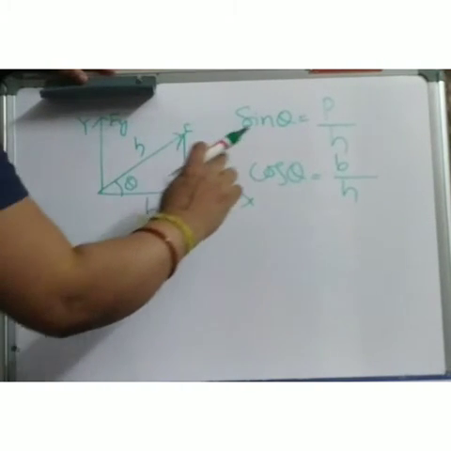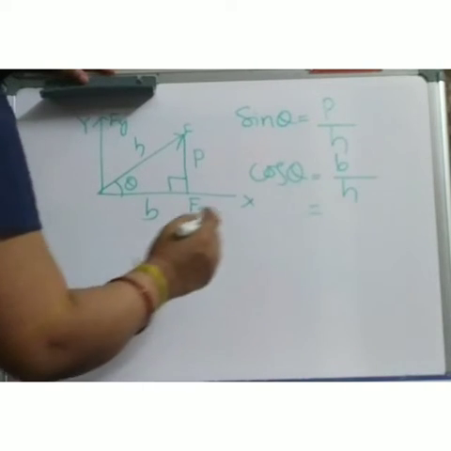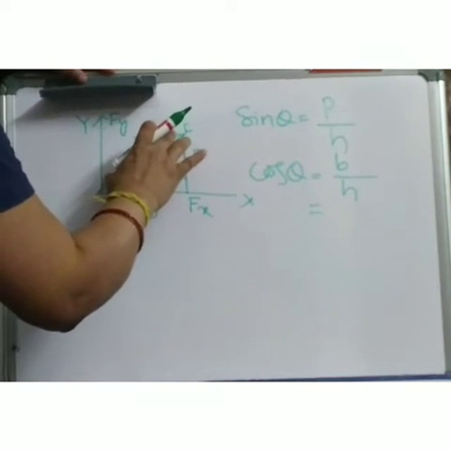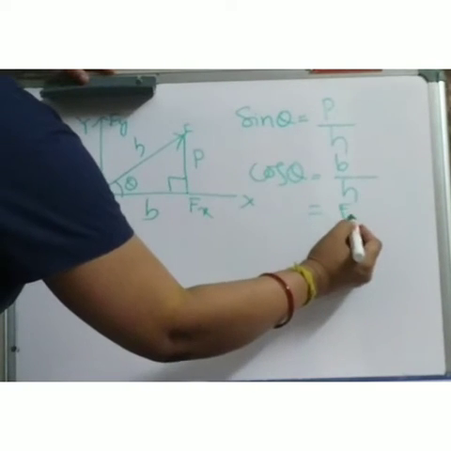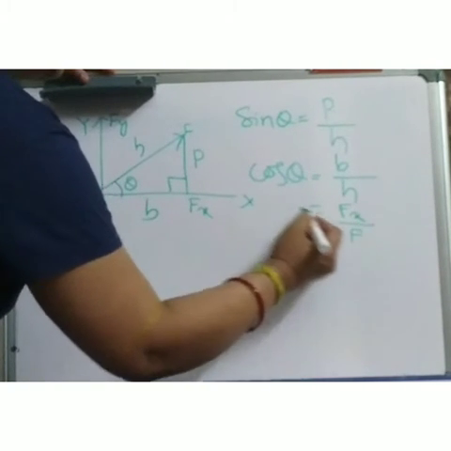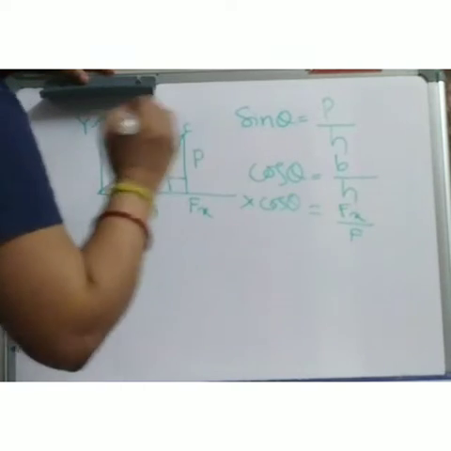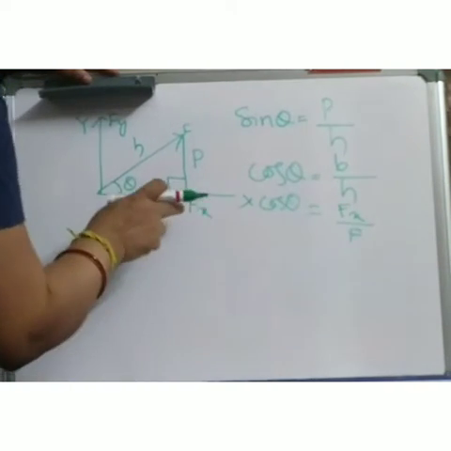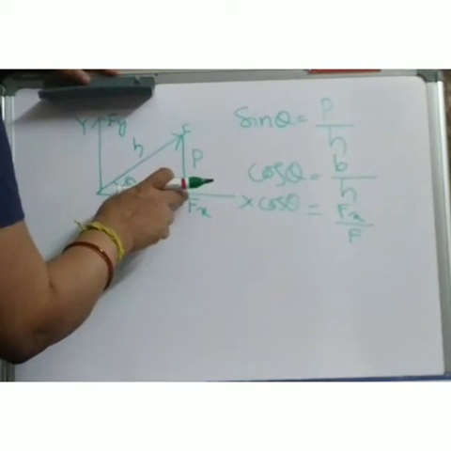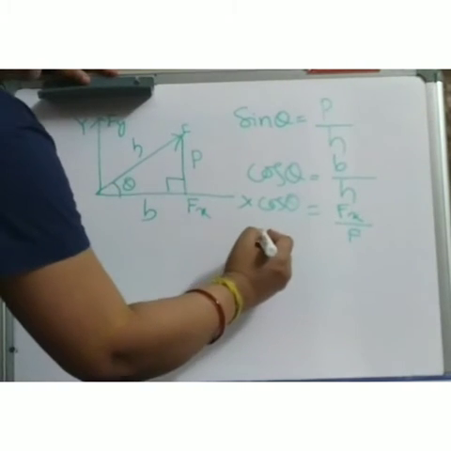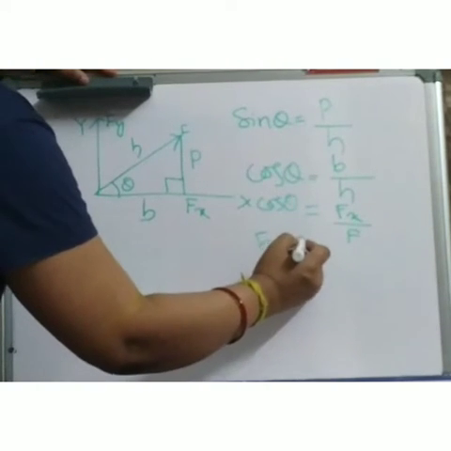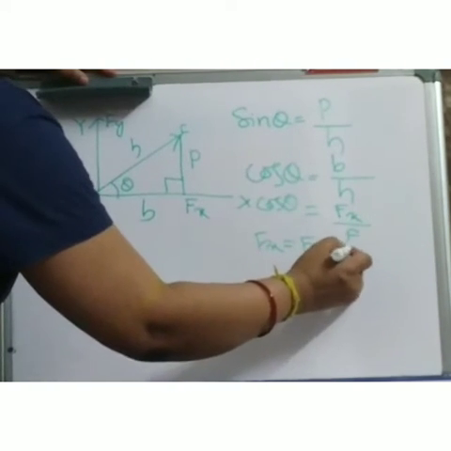This is Fy, that means component of force in y direction. Clear? So what is your cos theta now? Cos theta will be Fx by F because this is your hypotenuse. So Fx by F, this is your cos theta. So what is Fx? Because we are interested in this horizontal component of force, Fx will be F cos theta.